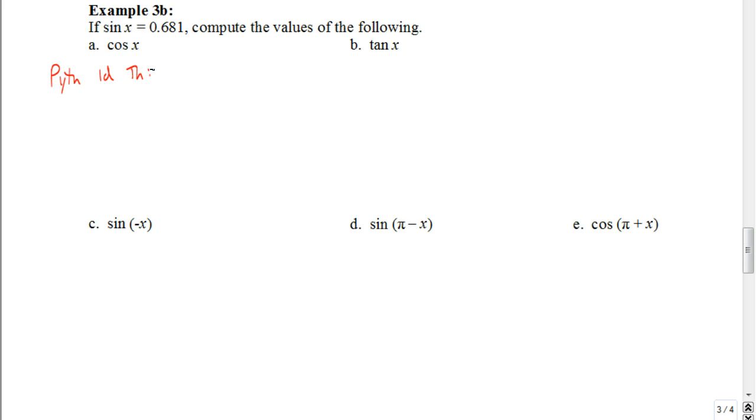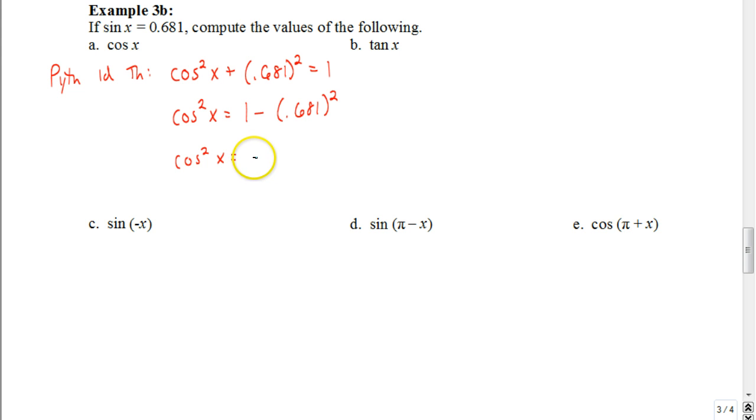The Pythagorean Identity theorem tells us that we would have the cosine squared of the angle, which we don't know what that is, plus the sine squared of the angle, which we know that is 0.681, equals 1. So to figure out what the cosine would be, I would subtract 0.681 squared from both sides. And when we do that on our calculators, 1 minus 0.681 squared would end up being 0.536. Take the square root of both sides.